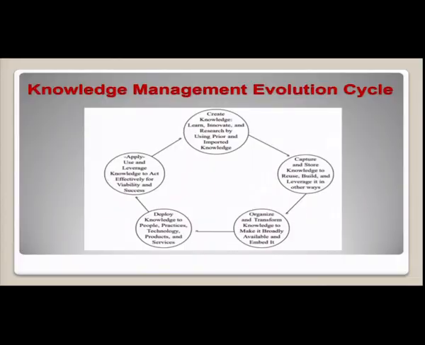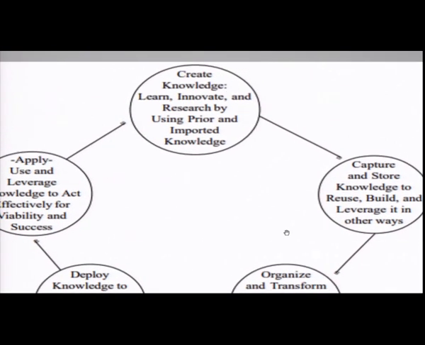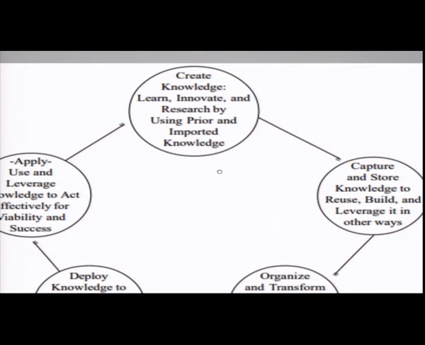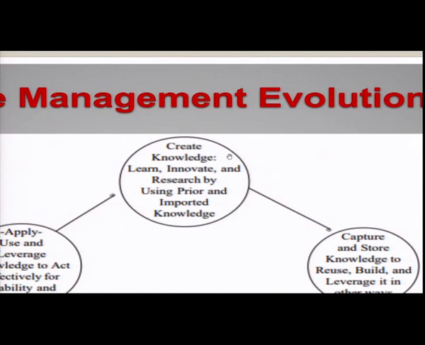Now, let us see the KM evolution cycle, which is nothing but the knowledge management evolution cycle. As far as this evolution cycle is concerned, it has 5 different circles. The first and foremost cycle is creating. You are going to create the knowledge. How do you create the knowledge? How can you get the knowledge?